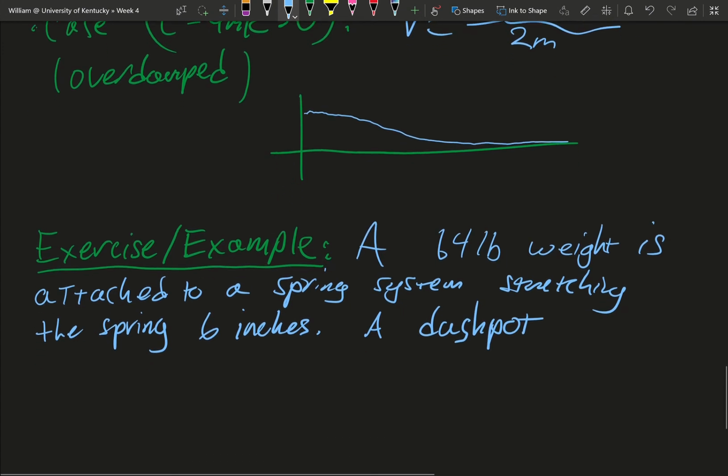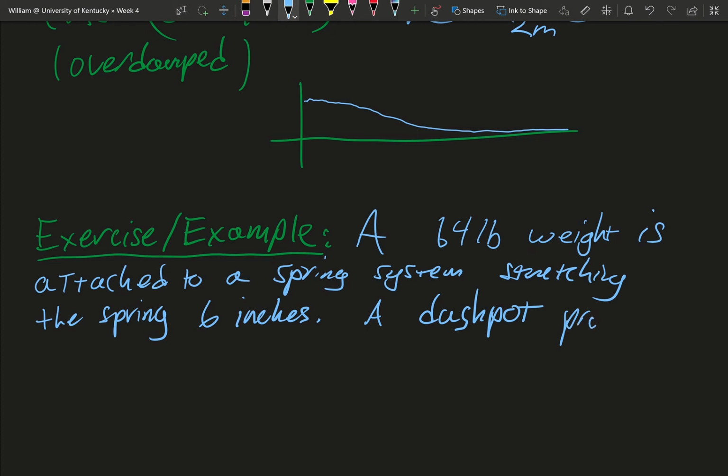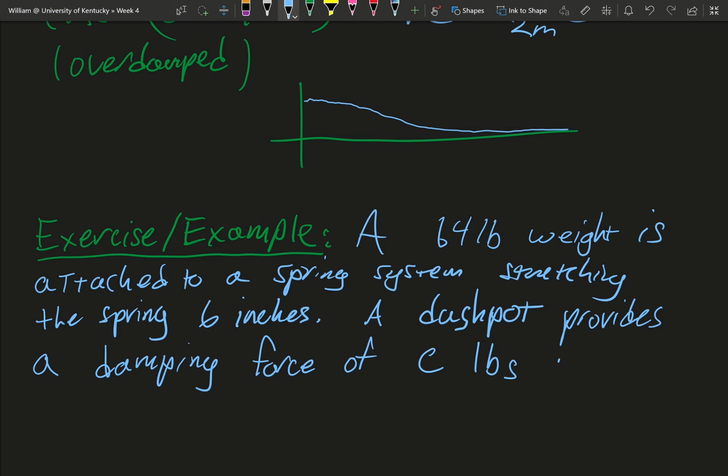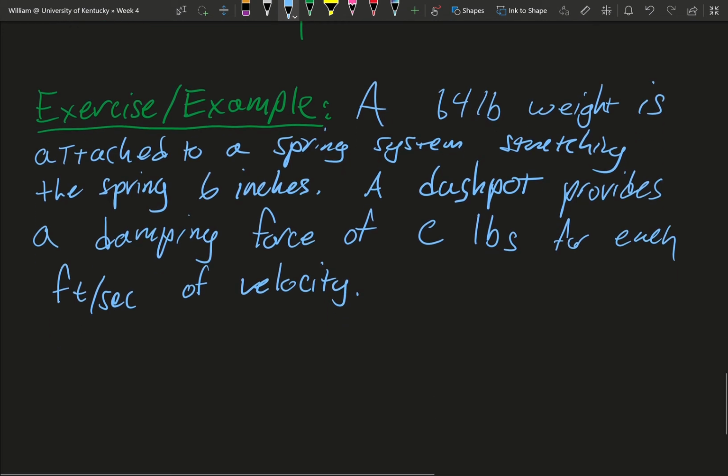A dashpot, which is just a type of damper, provides a damping force of C pounds for each foot per second of velocity. Okay, so this is our general setup.